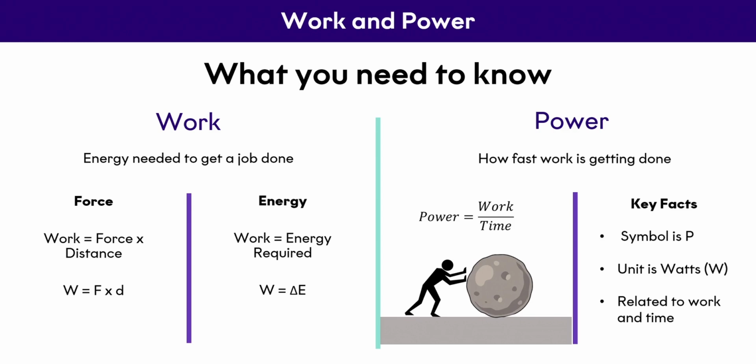And the other thing that we need to know is power. And power is how fast work is getting done. So power is equal to work divided by time. And if you forget this, just remember the situation with the two people pushing these boulders. The key facts about power: the symbol is P, the unit is watts, and it's related to work and time.